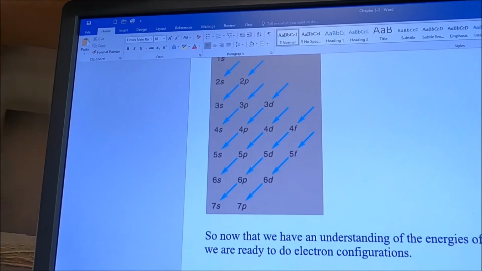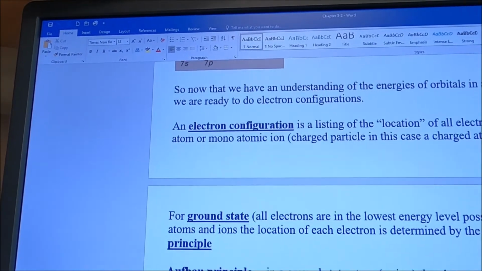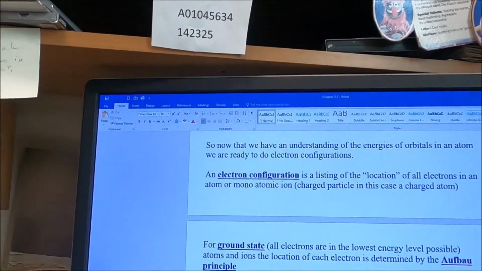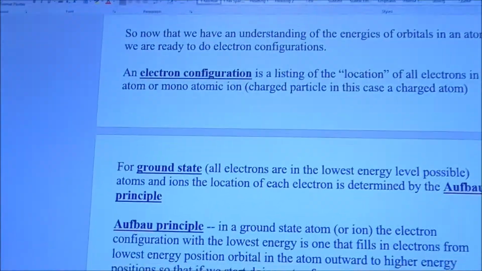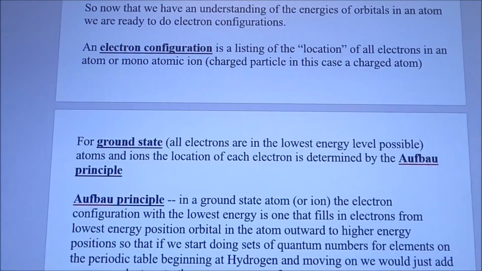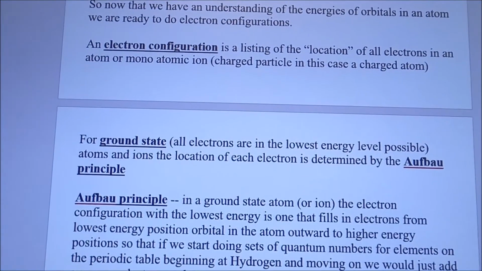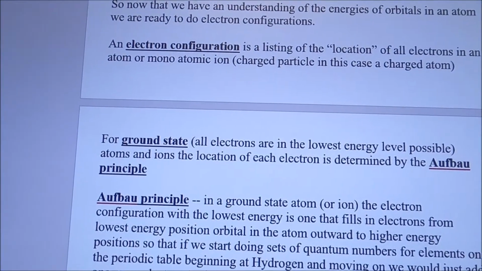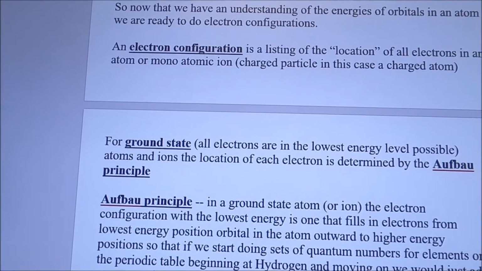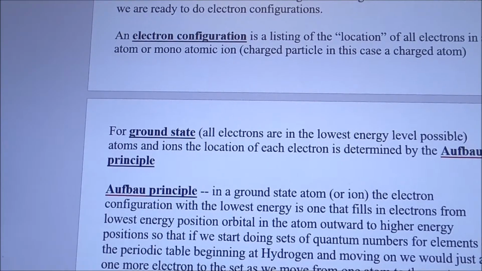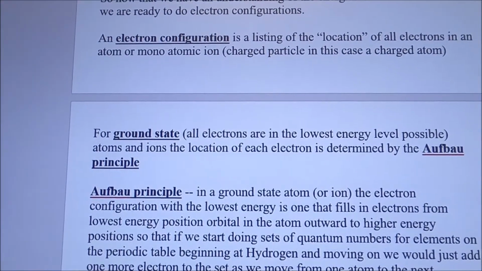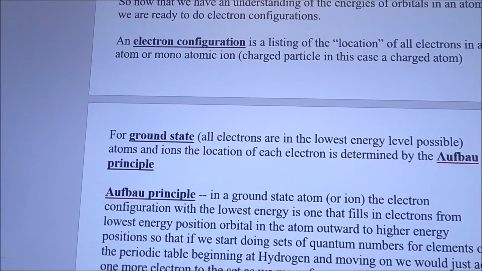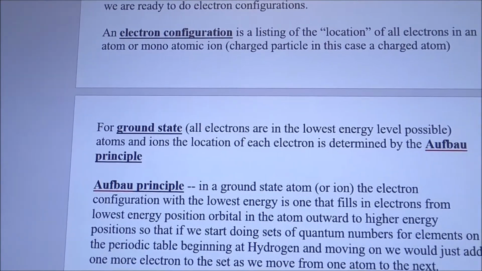All right. Now, this brings us to electron configurations. Electron configuration is a listing, okay? It's a listing of all the electrons in an atom or monoatomic ion, charged particles, in this case a charged atom, for the ground state of the atom. Ground state is when all the electrons in the atom are in their lowest energy position available.